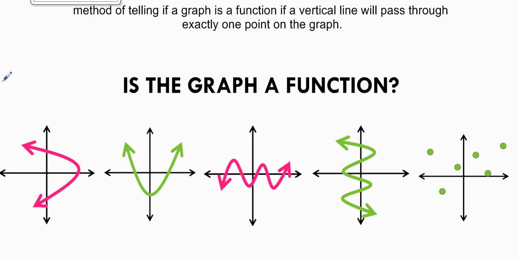In the first example, I'm just going to pick a spot on my graph, draw a vertical line straight through it. When this happens, you'll notice that my blue line that I've drawn has gone through more than one point on the graph. It's touching two parts on my pink parabola. That means that this first graph is not a function.